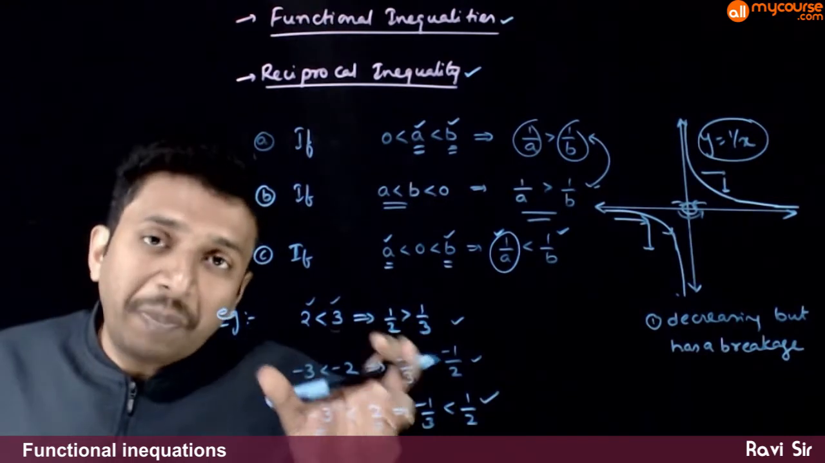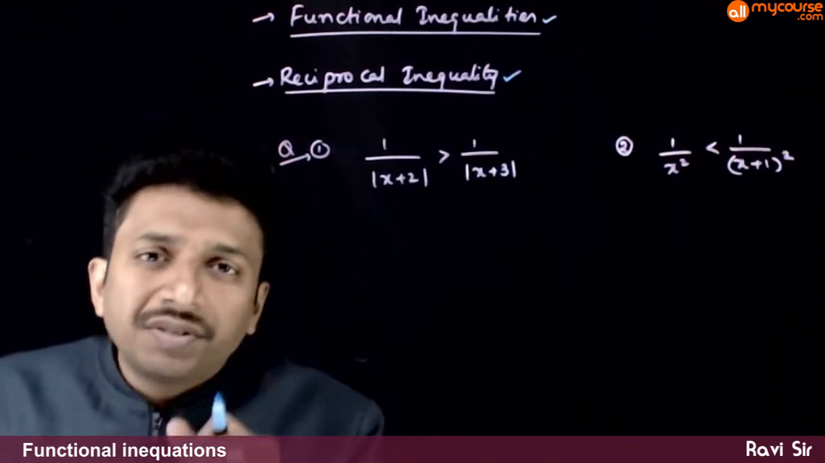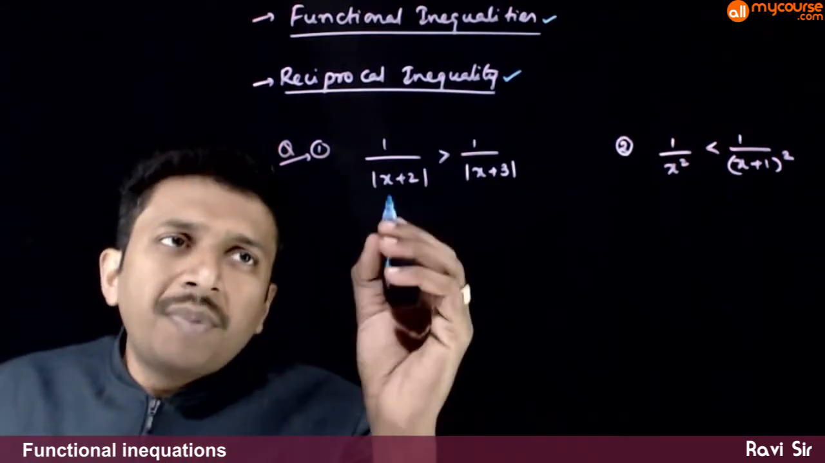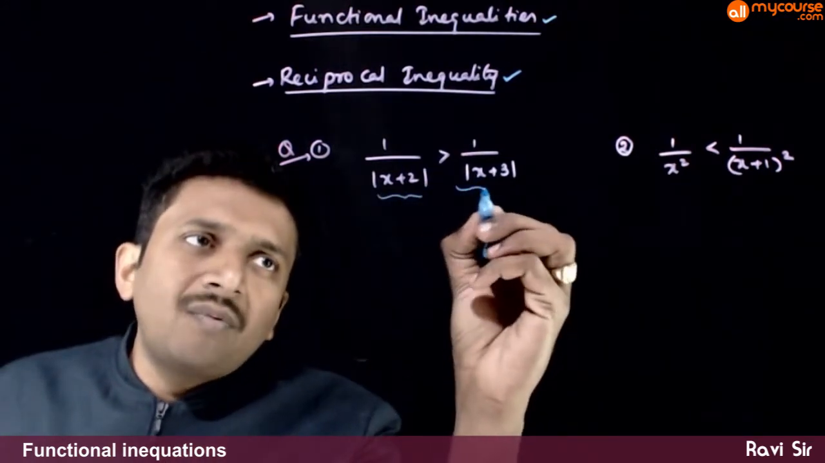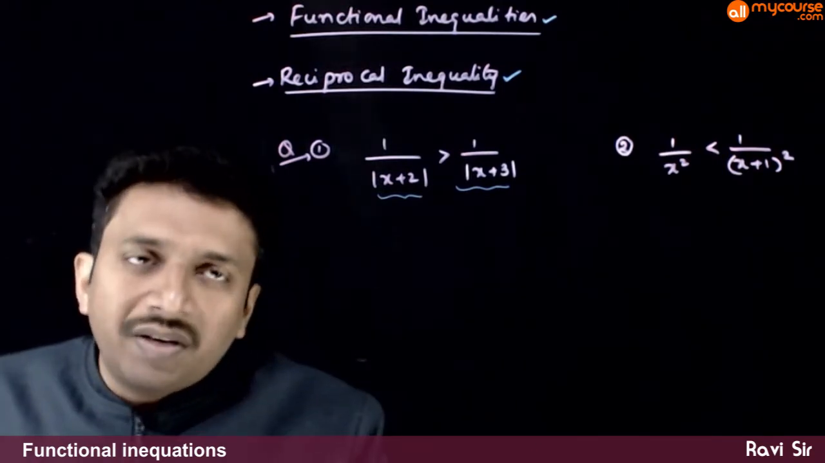So now let us try to apply this in some sample questions. Let us look at these two questions. The first question is 1 by mod of x plus 2 is greater than 1 by mod of x plus 3. So how do we solve this inequality?